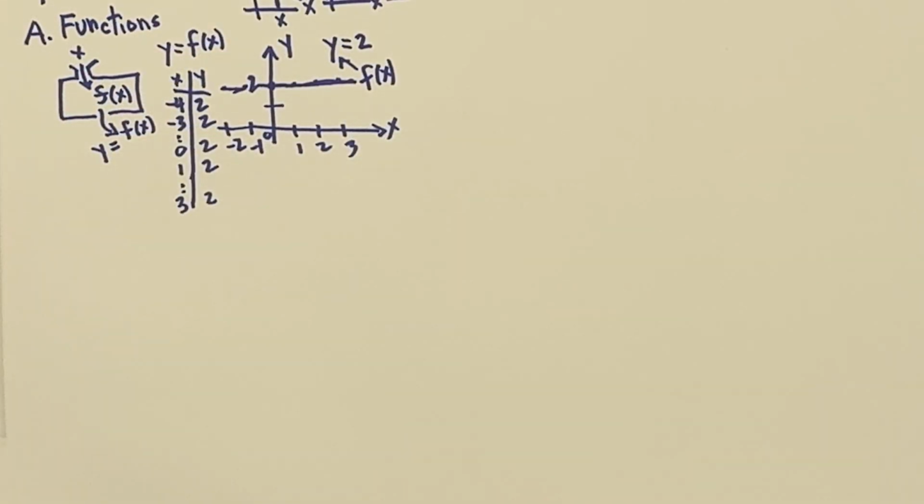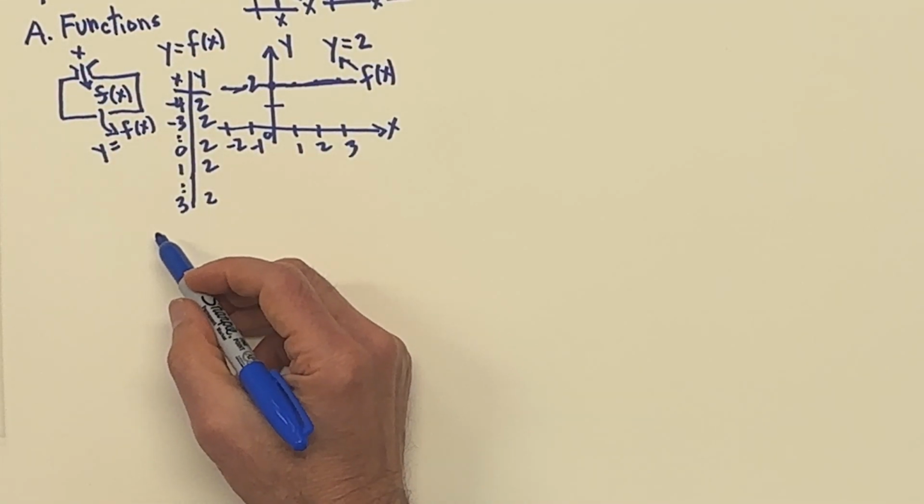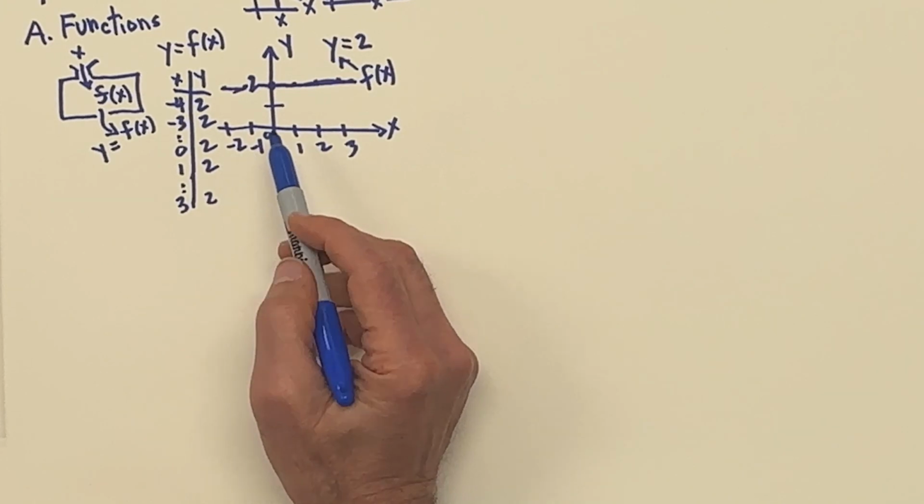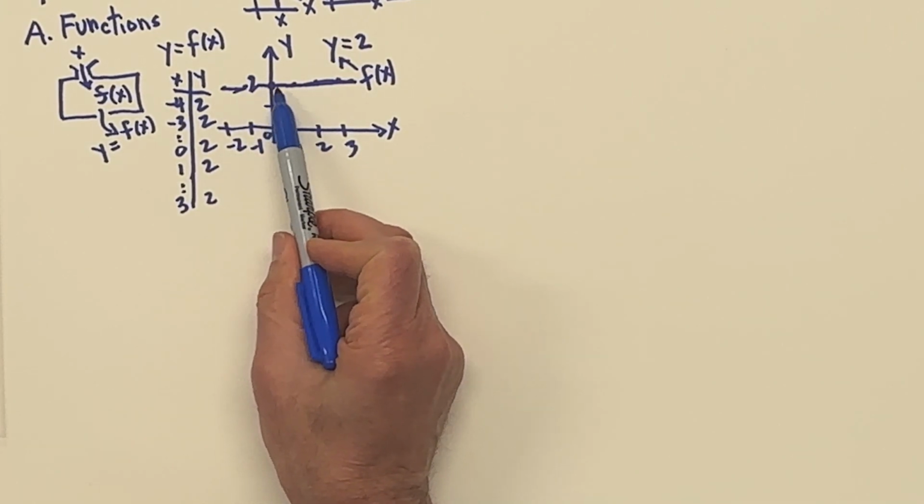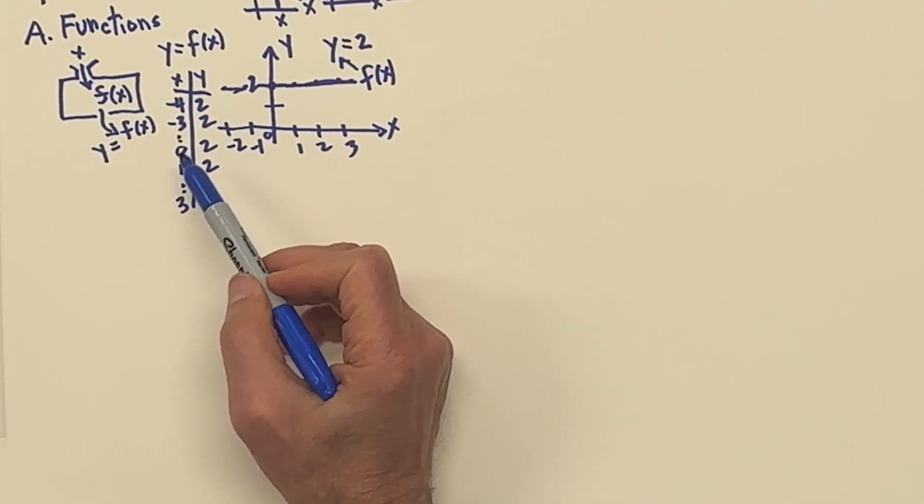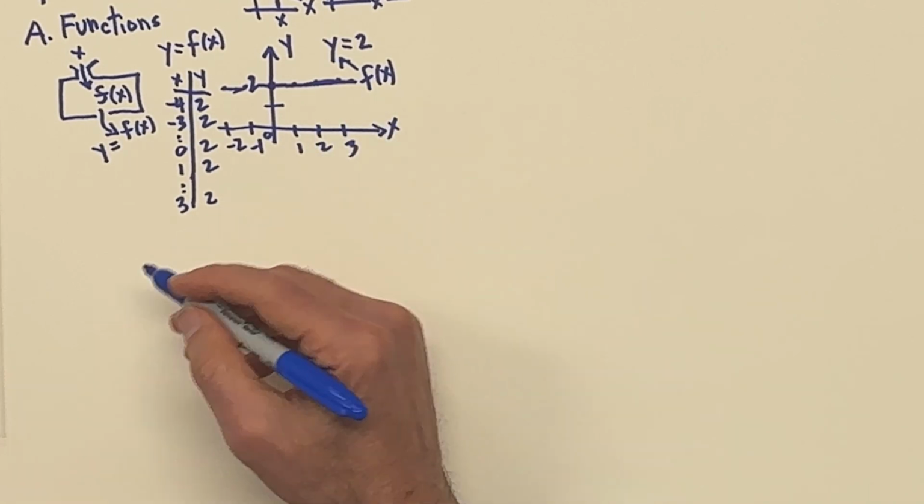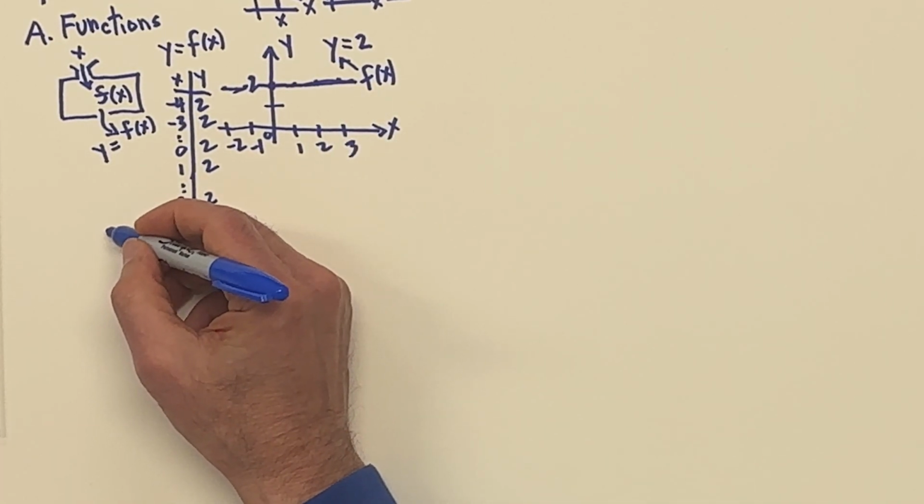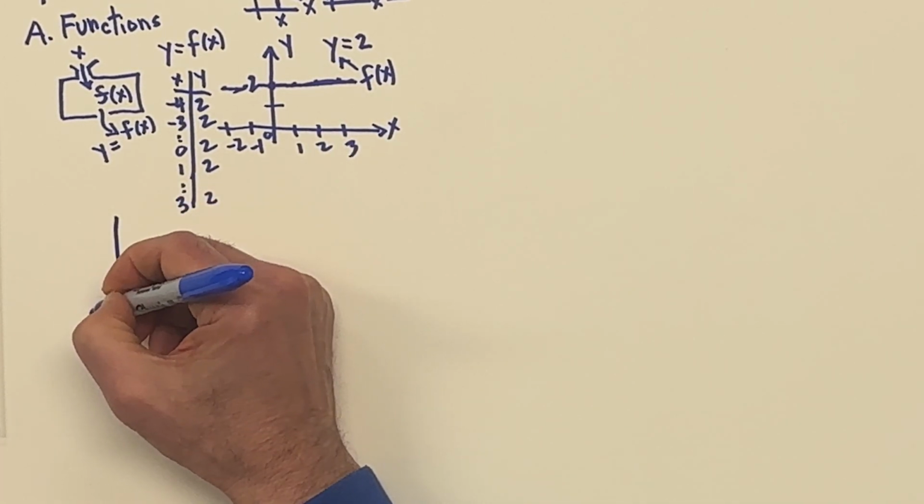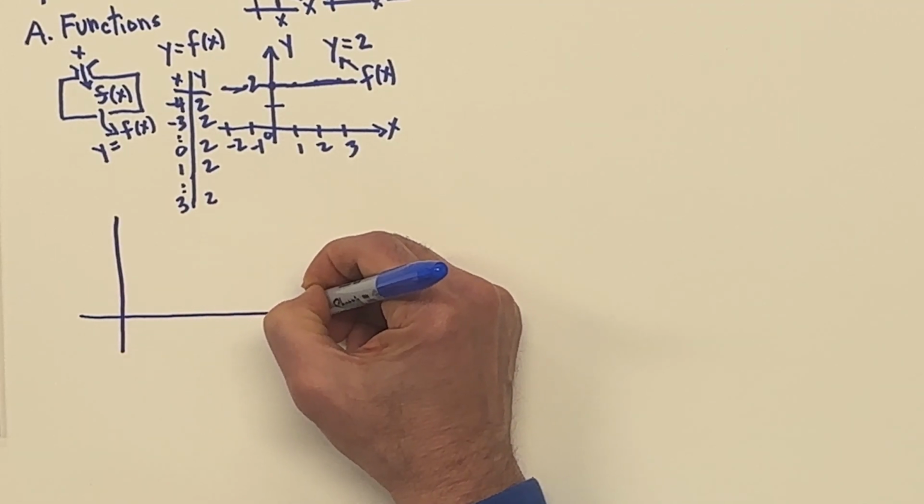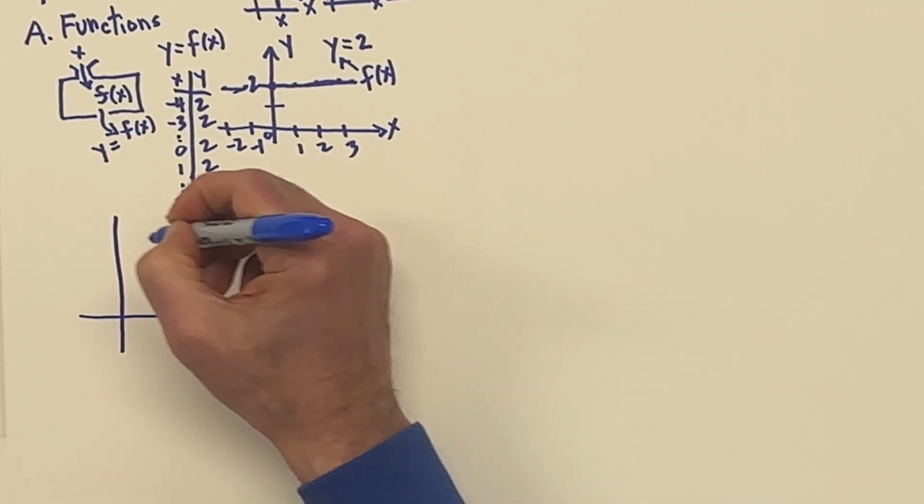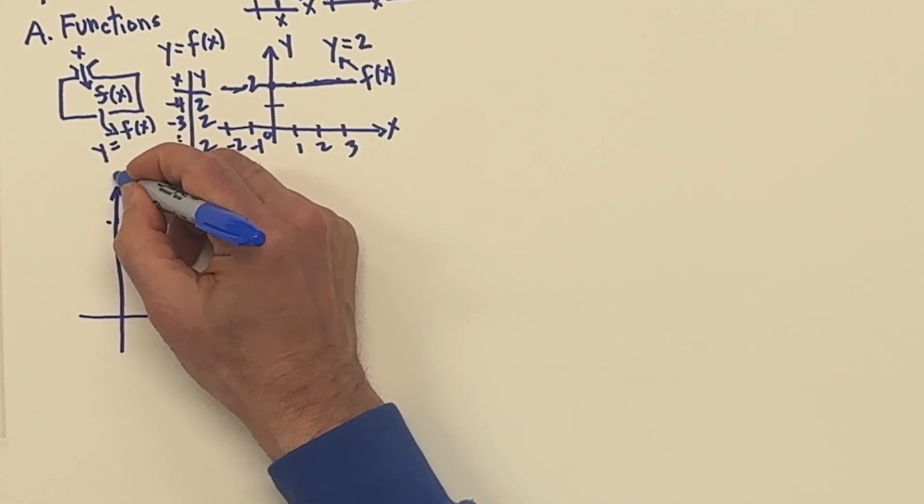Now the next case we're going to look at is a general linear function. This one is flat, but let's look at one that is at some angle. All right. So I'm going to go ahead and sketch one first. So here is x, and here is y.